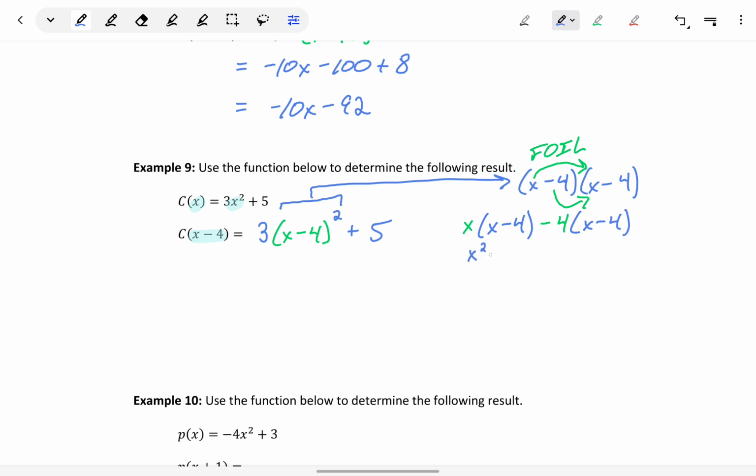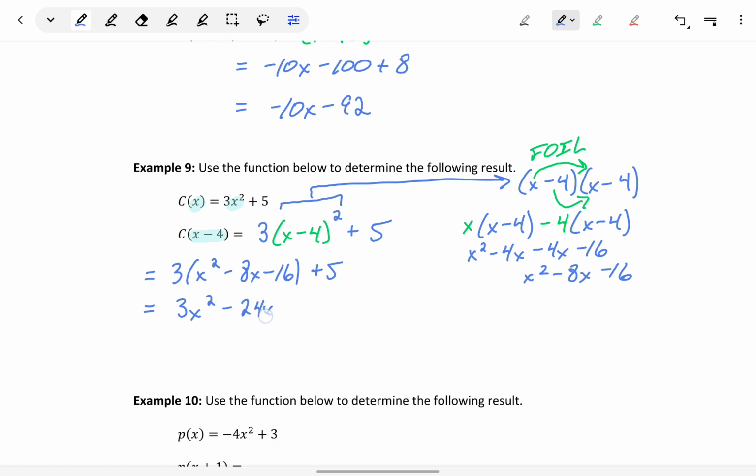So if we distribute through, we'll get x squared minus 4x minus 4x minus 16, or x squared minus 8x minus 16. So this will end up being 3 times x squared minus 8x minus 16 plus 5. Then if we distribute that 3 through, we'll get 3x squared minus 24x plus 48.